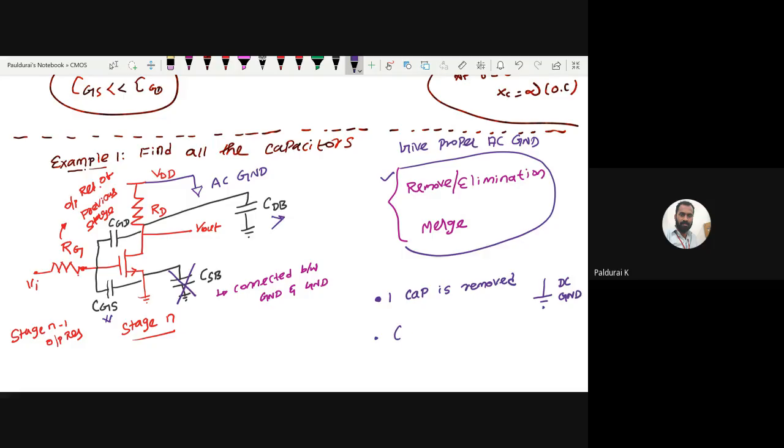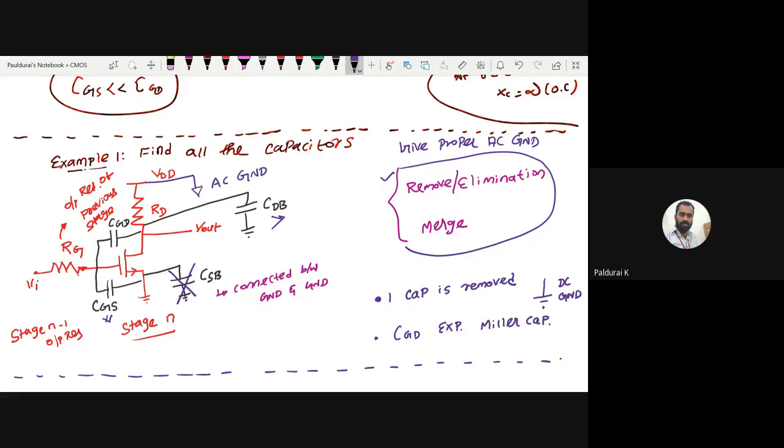CGD. So CGD experiences Miller capacitance. I'm just giving the hint, to develop the frequency response. Why I am doing all these things, you can understand after some time. Okay, so this is my first example.